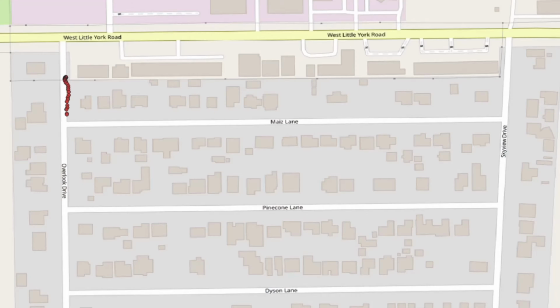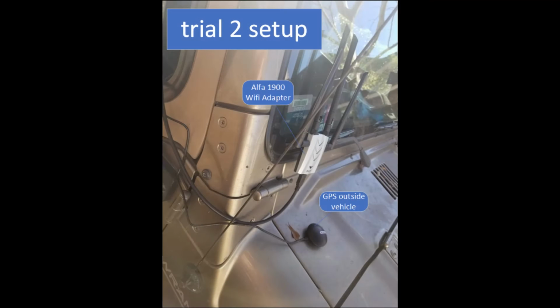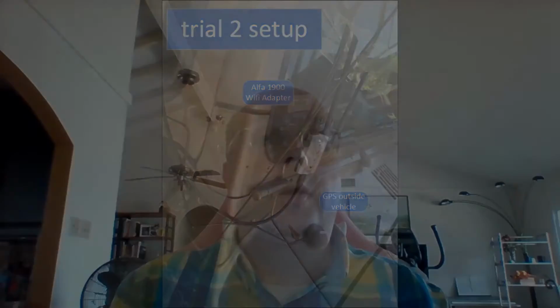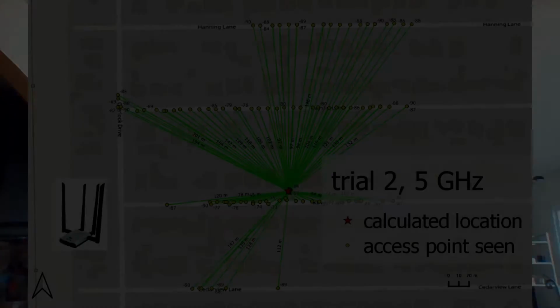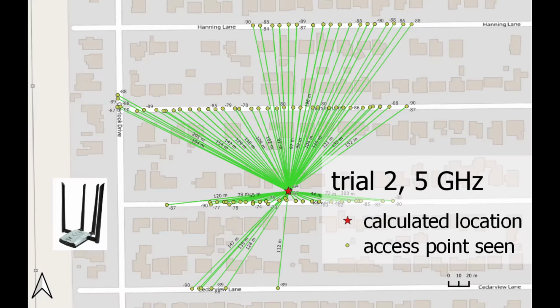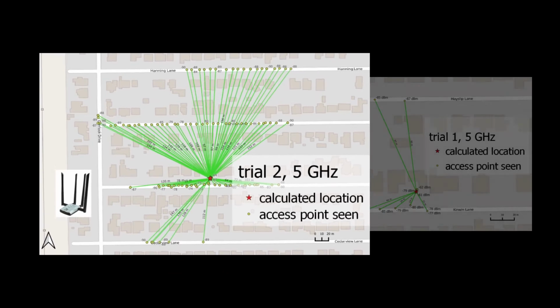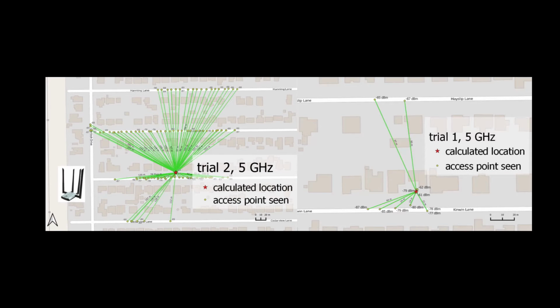I drove through my neighborhood again, this time collecting data using the Alpha external Wi-Fi adapter. I positioned as best I could both the Wi-Fi adapter and the GPS receiver outside the car, so there's no interference from the walls of the car or anything. The Alpha adapter did initially appear to be more sensitive. This is the same wireless access point we were looking at before. Compare this map to the map of the same access point detected with the laptop's internal Wi-Fi adapter. The Alpha adapter is seeing the access point more often and from further away.